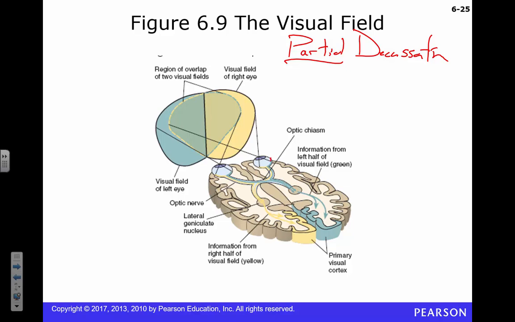So if you look at this information that goes here, it doesn't cross over, that information does. Here's the information that's going to cross over, but that information doesn't. And that way we get all of the left visual field into the right hemisphere and all of the right visual field over into the left hemisphere. It's kind of fun, right?